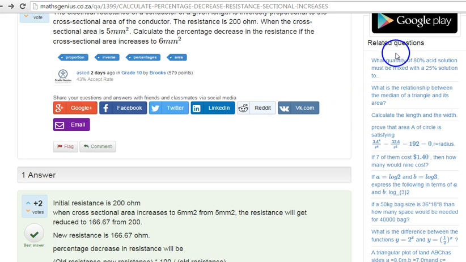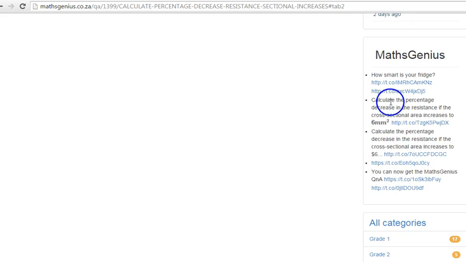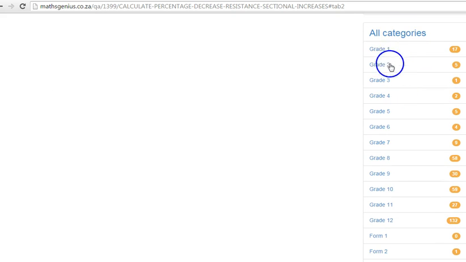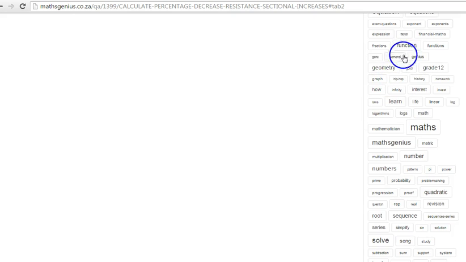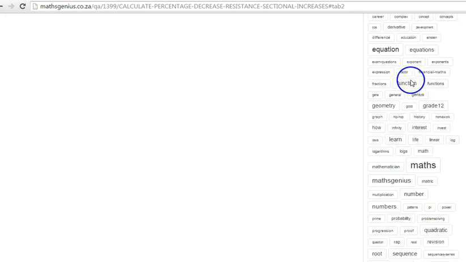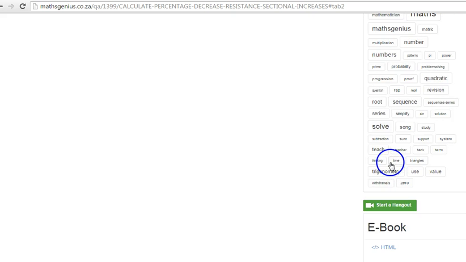As you can see here, you can see related questions about percentage change and all that. They're lined up here, and also the popular ones. You can see which are the popular questions, the recent questions. You can see the Maths Genius Twitter site, and the categories. You can choose your grade. And also, these are the tags by popularity. The bigger the tag is, the more popular it is. So it seems like people are asking a lot about equations here.